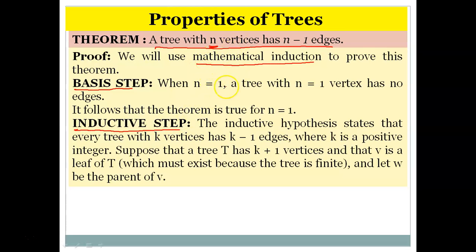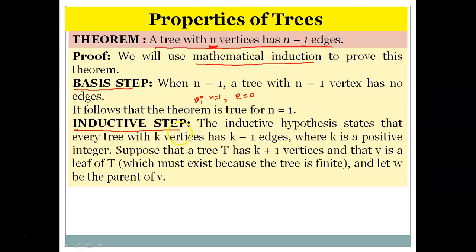You see, if I have one vertex in a graph, then definitely there is no edge. Means n is 1, then the number of edges is equal to 0. So the result is true: if you put n equal to 1, you get 1 minus 1 equal to 0 edges. So the result is true for n equal to 1.